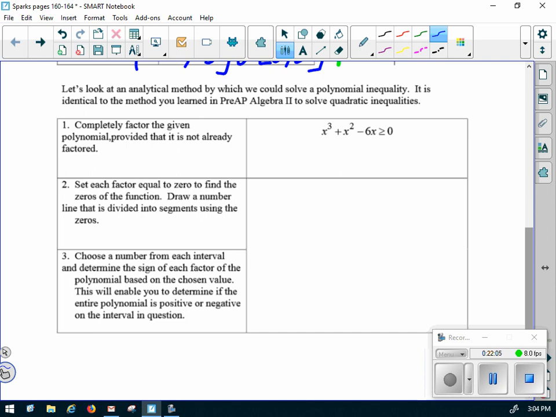We're trying to solve this inequality, greater than or equal to 0. Highlight greater than or equal to, because if you don't, I'm afraid you will forget it. Now, completely factor. We already did that, didn't we, up at the top? Let's just write that down again then. What was it? X times x plus 3 times x minus 2, greater than or equal to 0. Set each one of those factors equal to 0 to find the zeros of the function. We already did that. What were the zeros of the function?